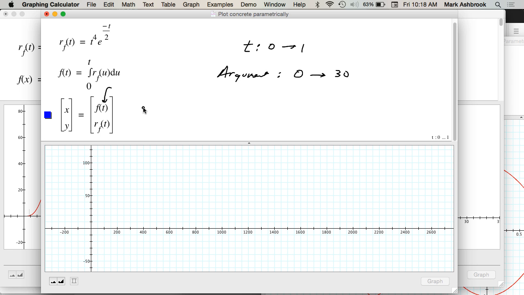30t. What if I put 30t in there? Would that do it? So now as t goes from 0 to 1, when t is 0, I'll have f of 0, and when t is 1, I'll have f of 30. Same with the rates. That should do it, right?